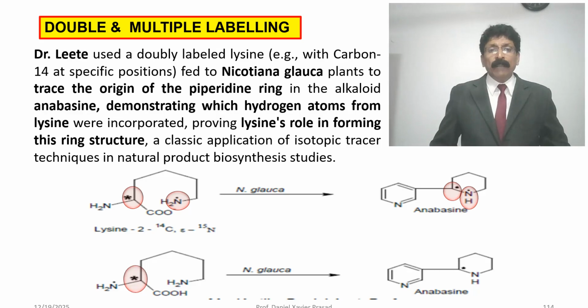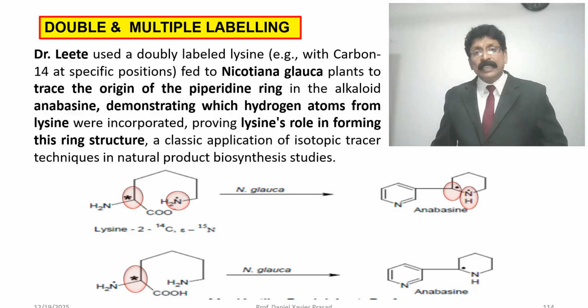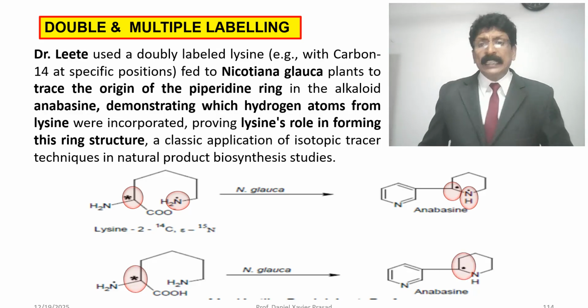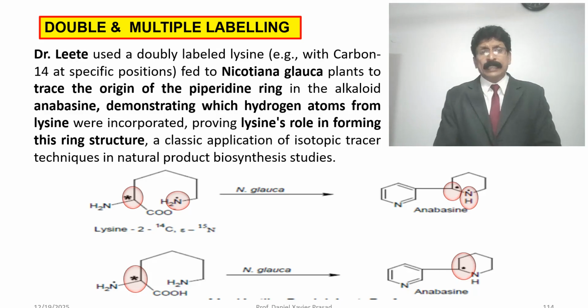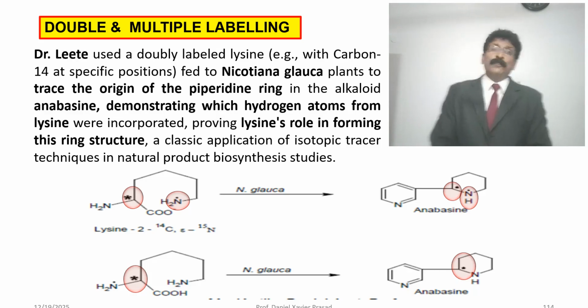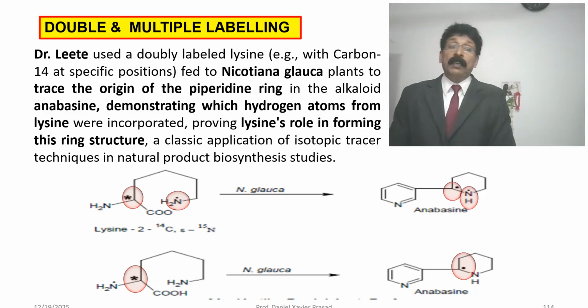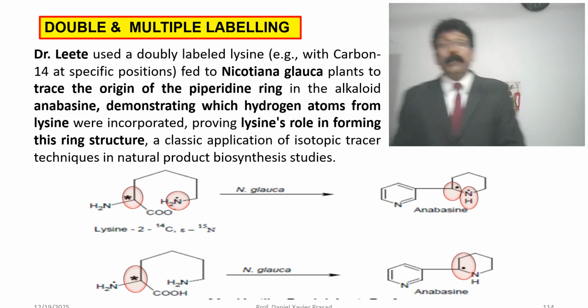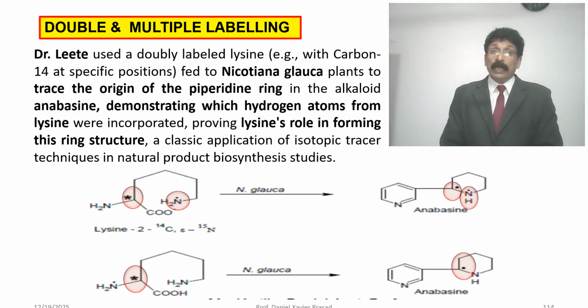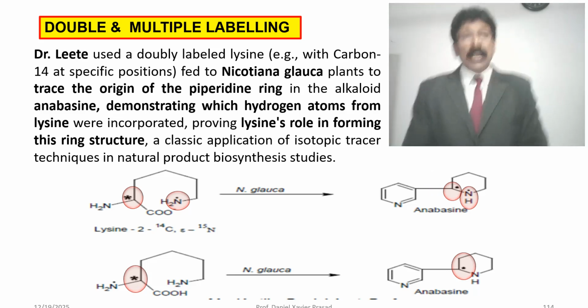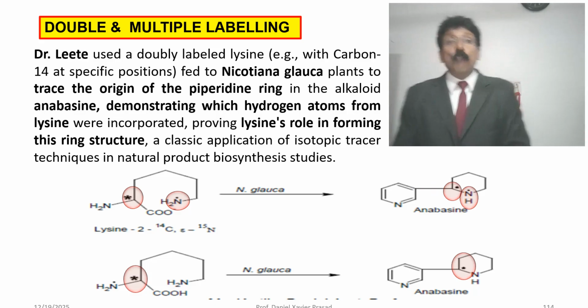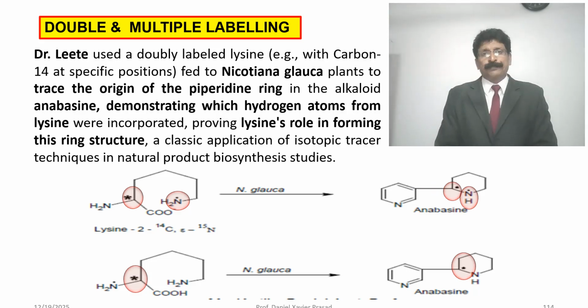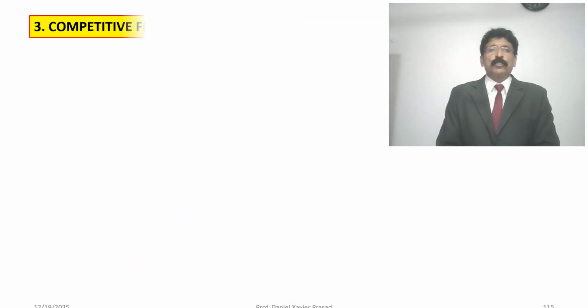And even we can label lysine with a single isotope, and you see what the change is. Multiple as well as single, double or even triple labeling can be done. This is called a multiple labeled compound: the same compound having two isotopes or three isotopes, radioactive isotopes, as shown.